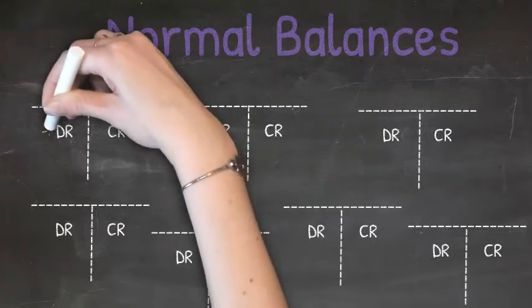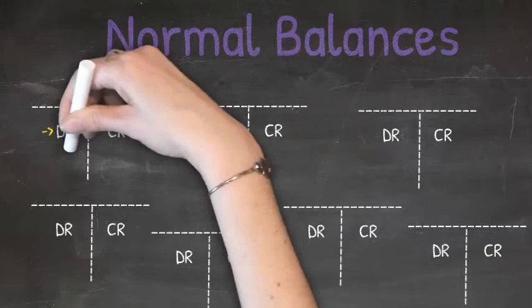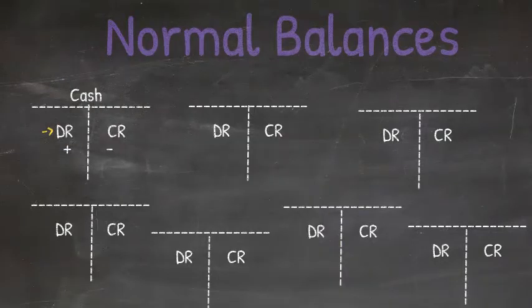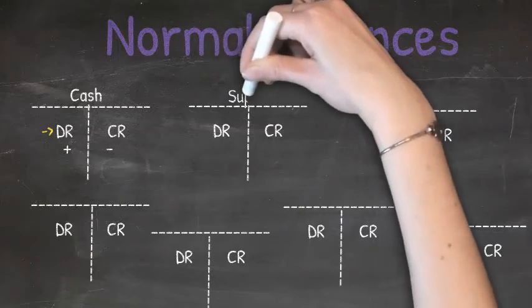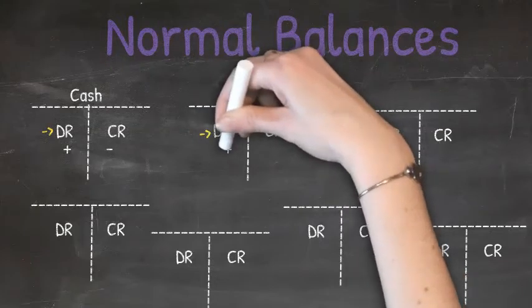Cash is an asset, so its normal balance is a debit. It increases on the debit side and decreases on the credit side. We've seen cash, so let's set up another asset. Supplies is an asset, its normal balance is a debit, so we increase it on the debit side and decrease it on the credit side.